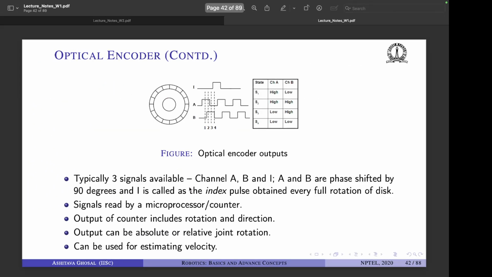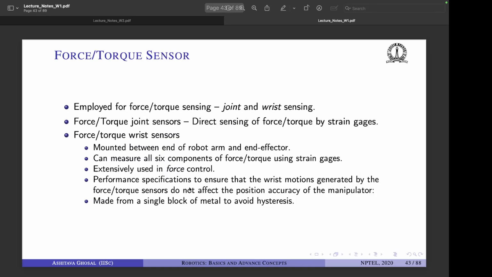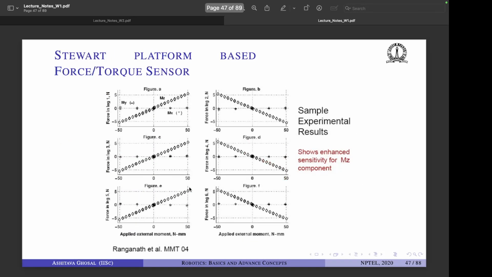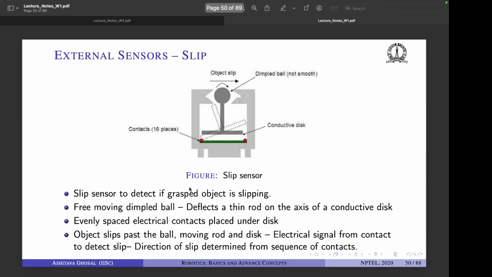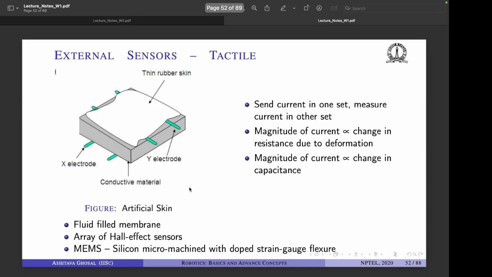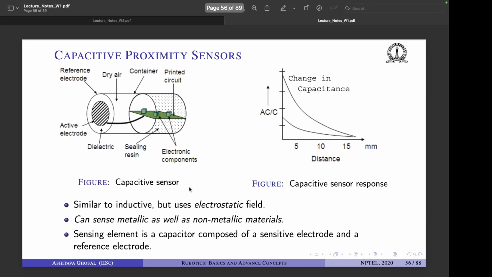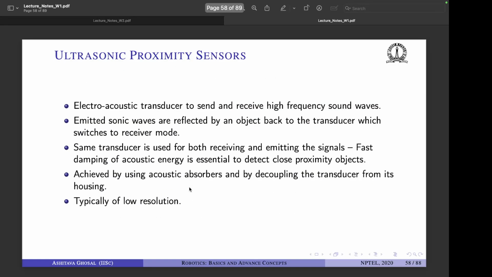So again, different sensors were discussed in the lectures. I would not go into details of them, because these you can directly read.